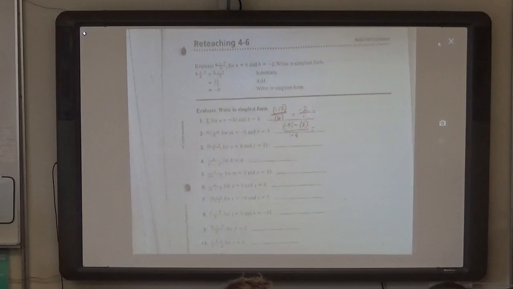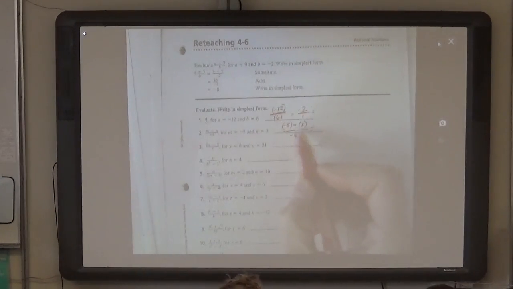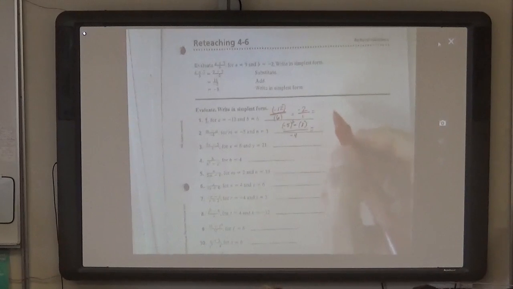All right? So how do we simplify this? What do we do from here? Lindsay? What does this mean? Negative 5 minus 3. What should we insert in front of the minus sign? A plus sign. Now simplify this. Does that make it easier? It should. Jeremiah? Negative 8. Very good. Negative 8 over negative 4.